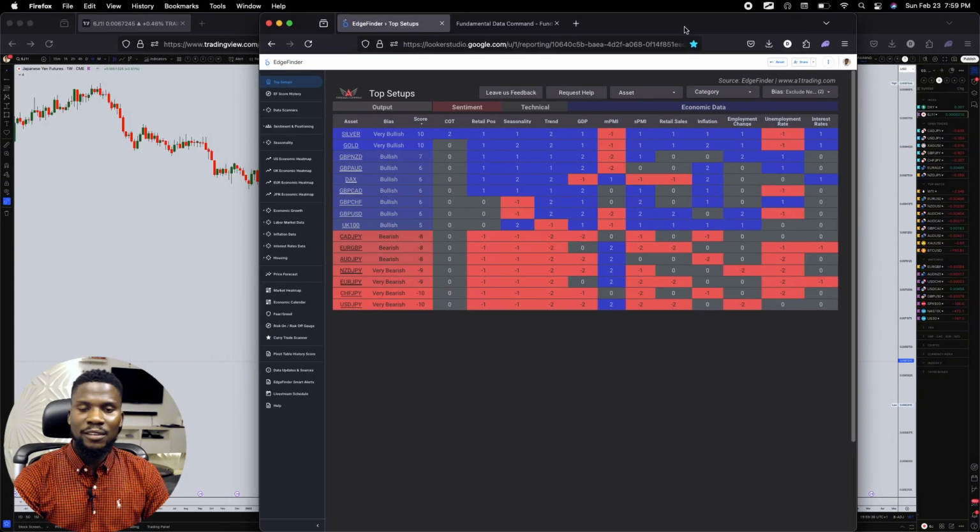So first off, you can see on the edge finder top setup, I've already explained this on Saturday. If you missed the video, please go back and watch it. It's very important. Right at the top, at the bullish segment of the top setup, we have silver reading very bullish with a score of 10. Both silver and gold are very bullish. I'm still holding my silver trade.